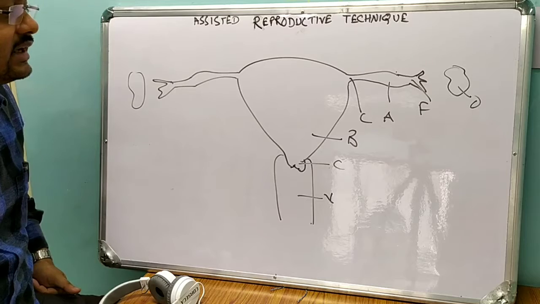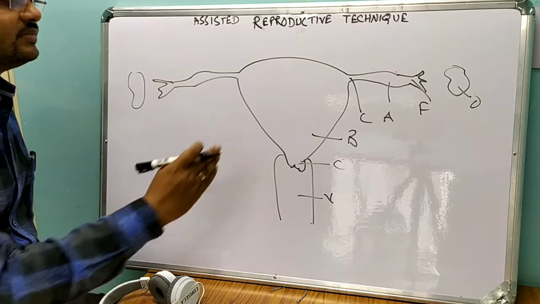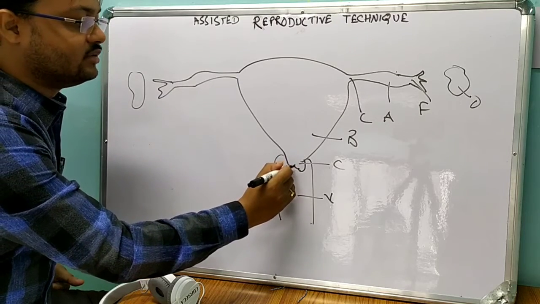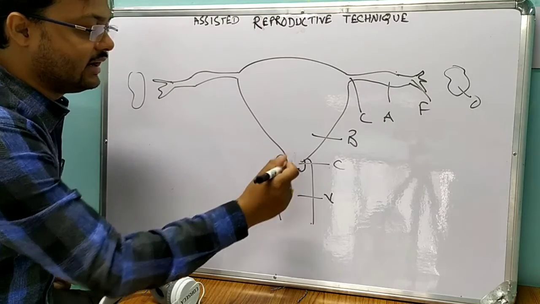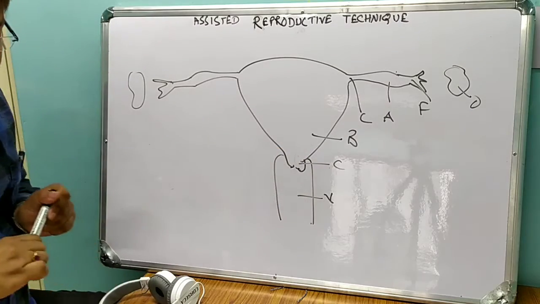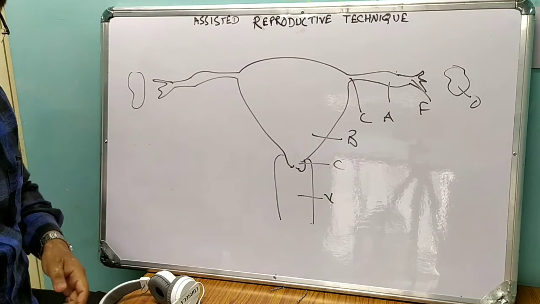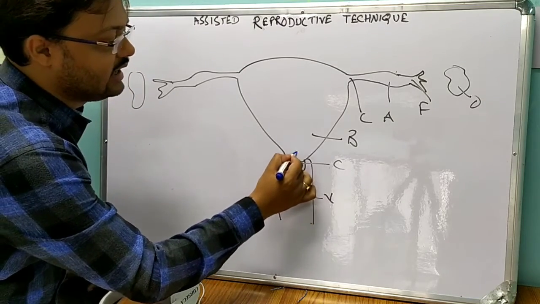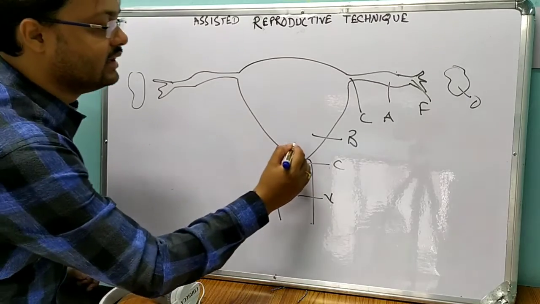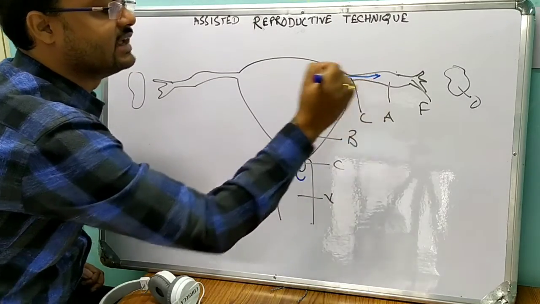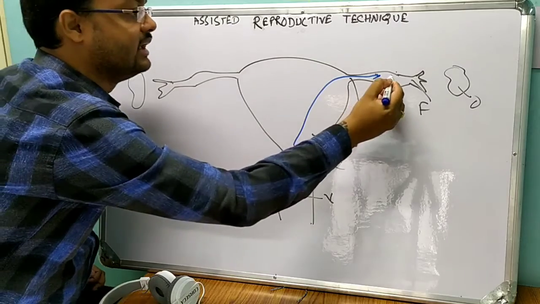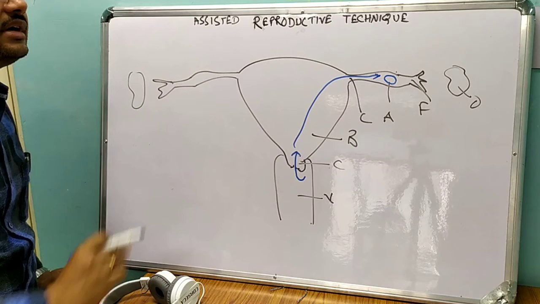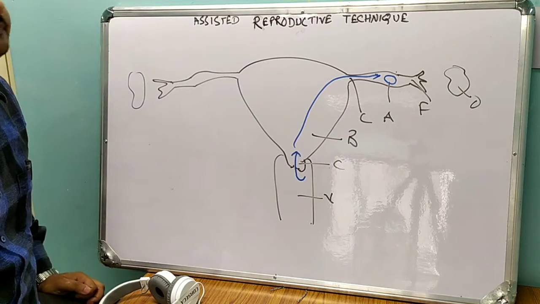Within this 60 hours, if the sperm reaches the vaginal vault, it has to travel to the cervical canal. Sperm has to reach here, then it will have to pass through the cervical canal, then ascend to the ampulla, and there fertilization will take place. So this 60 hour window period is very important.